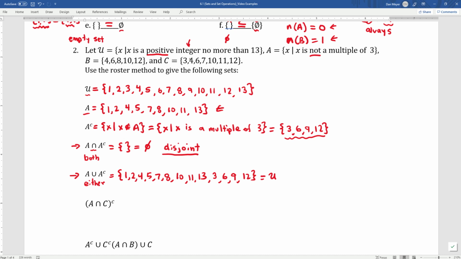All right, moving on to the next example, we have a more interesting intersection. So we have a couple things going on here. We have the intersection of A with C, and then the complement of that. All right, so we have these nice grouping parentheses that tell us that we should do this intersection first. So that is what I will do.